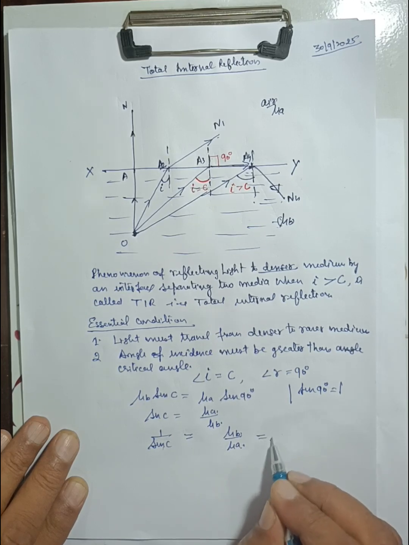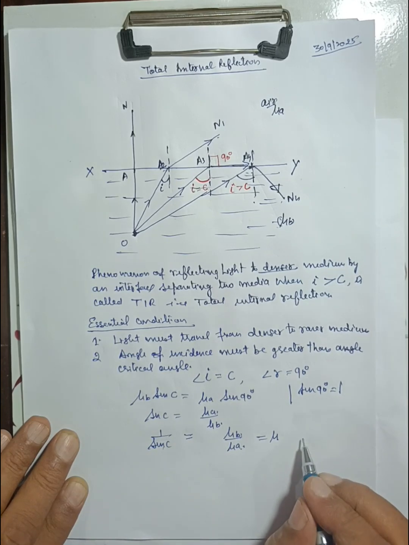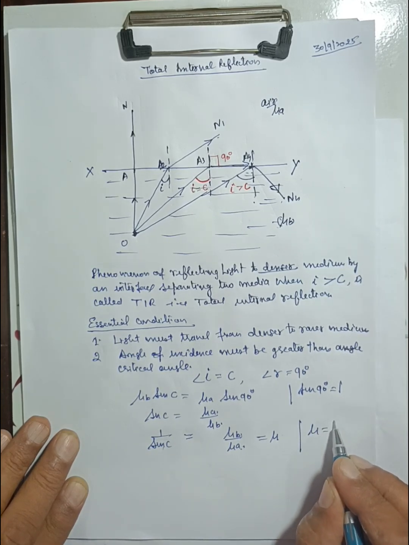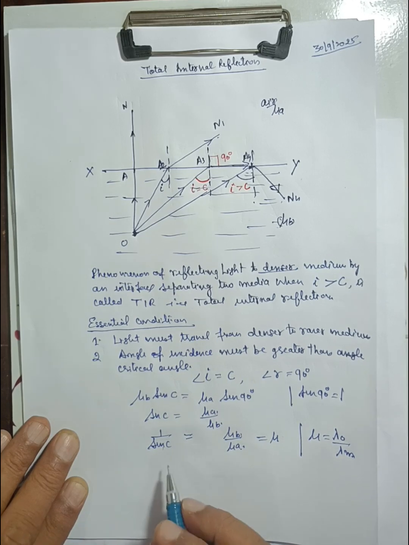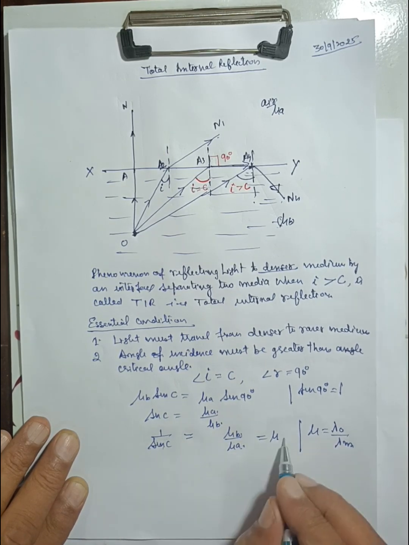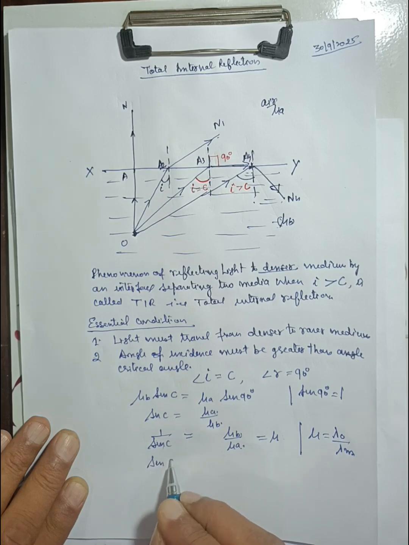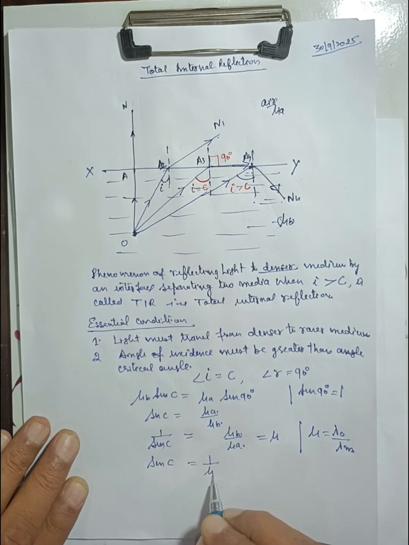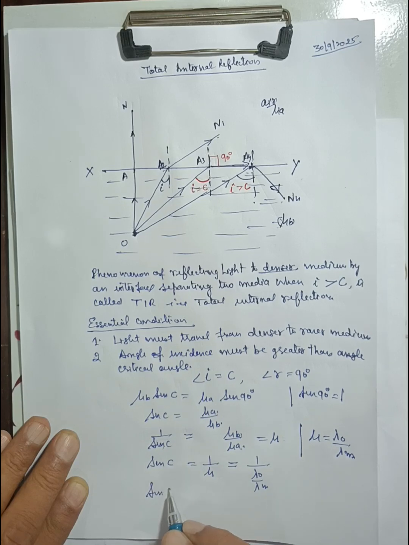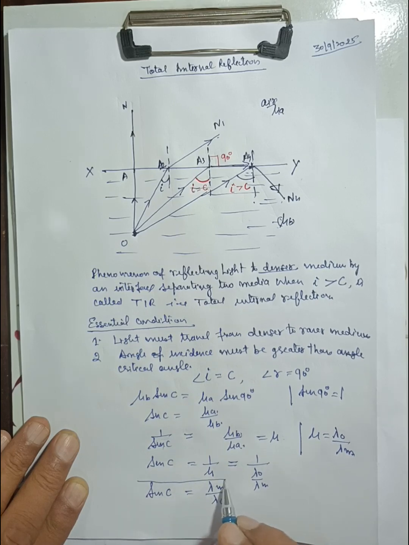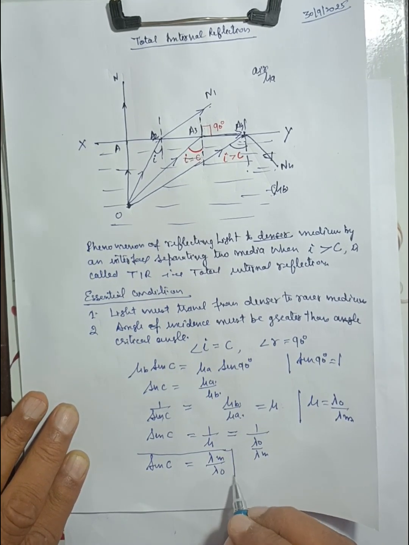It can be written as mu. That is, this mu is equal to the ratio of the wavelength of light in vacuum to that in the given medium. So from this equation, cross multiply, sin C will be equal to 1 by mu, and the value of mu we have is 1 upon lambda naught upon lambda m, and therefore sin C is equal to lambda m upon lambda naught. This is the value of the critical angle.